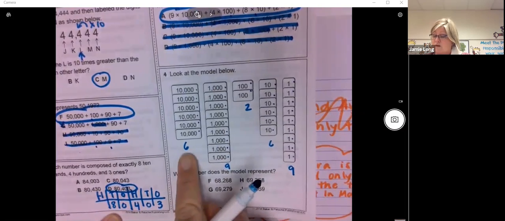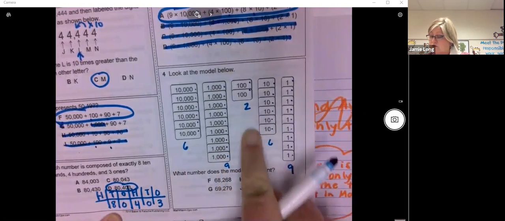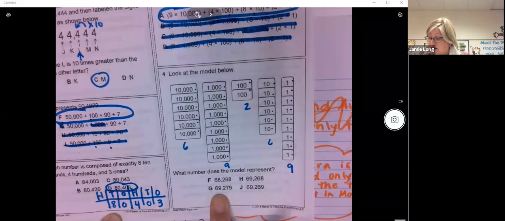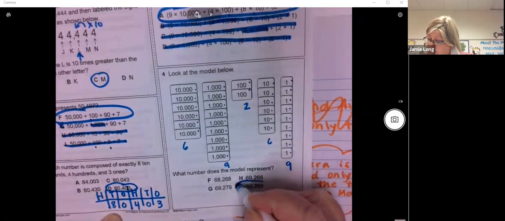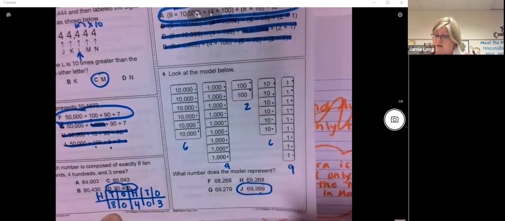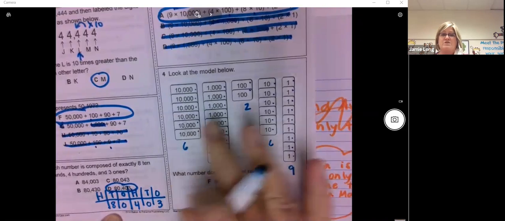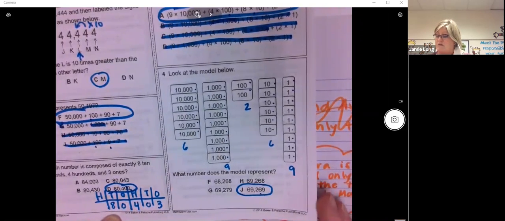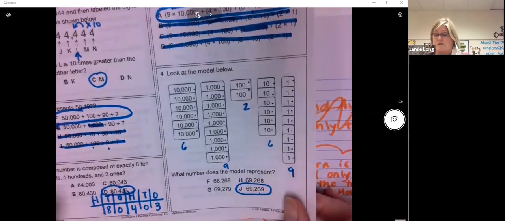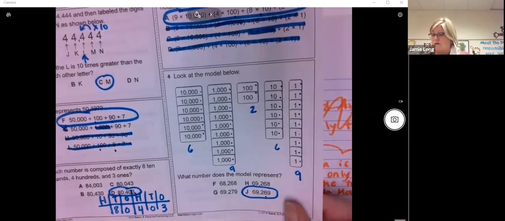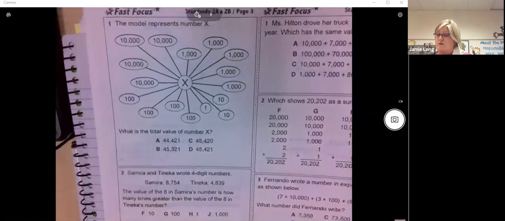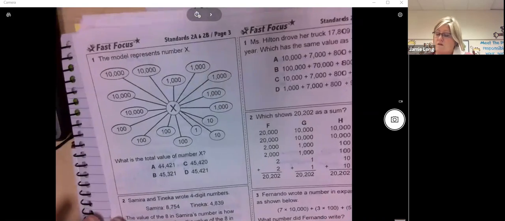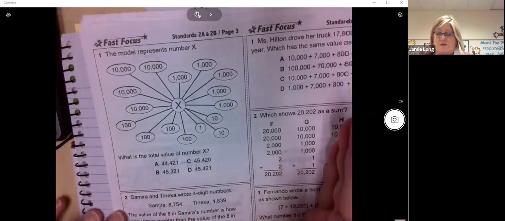So we're looking for 69,269. Oops, sorry. That was the kicker right there. Okay, so it just had to match. All they had to do was count them up. That's called a pictorial representation, or a pictorial form, or a picture form. Anything that's giving them a model for them to identify. Now on this page, this was wackadoo. Again, it's just a different way to do it in a picture form.